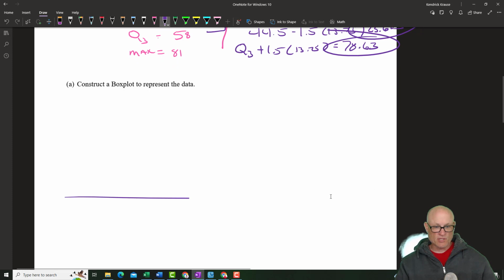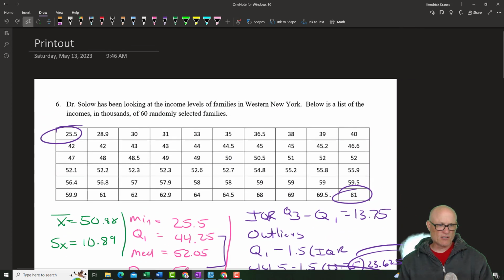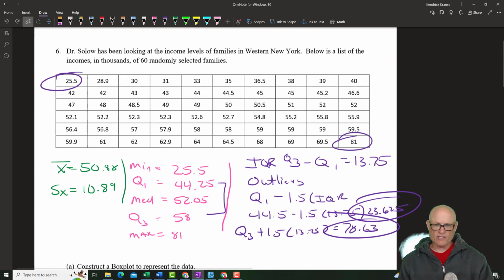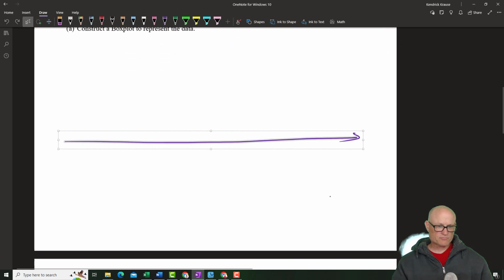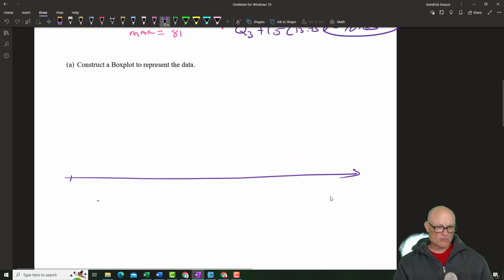All right, let's do our box plot. We got to get from what? 20 to 80, basically. So 20, nice uniform, 30, 40, 50, 60, 70, 80. Fairly uniform scale. It's not perfect. I'm not going to put a ruler on it. But I am going to make sure it's relatively neat.